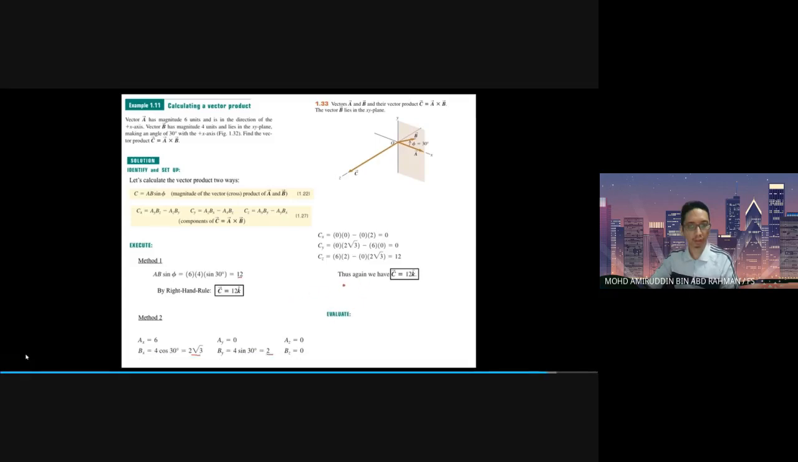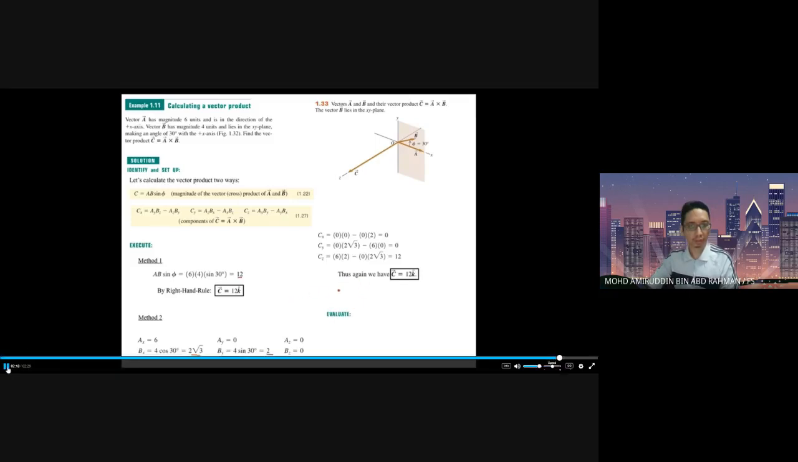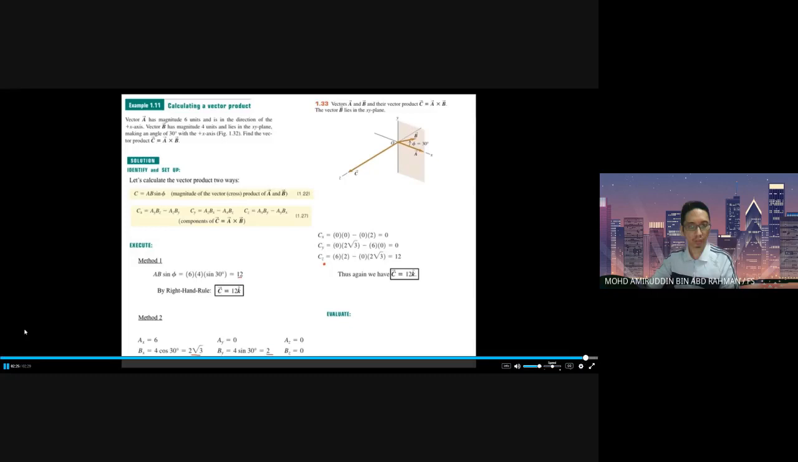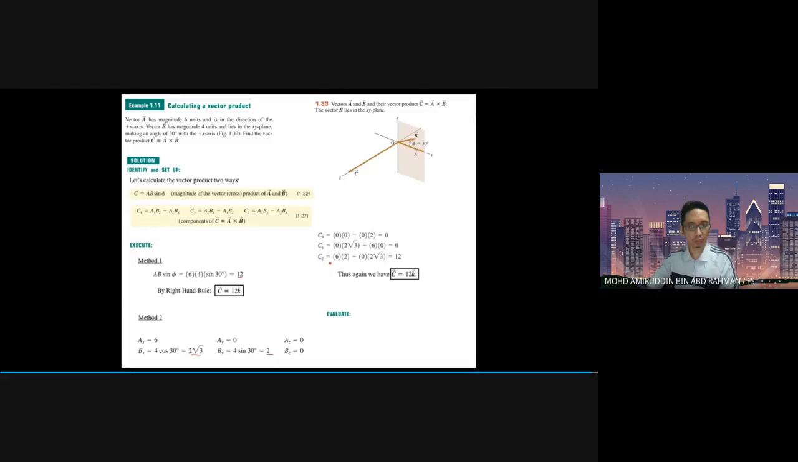Which method you use depends upon the details of the problem. The advantage of method 2 is that you get the components directly without having to utilize the right-hand rule. And this ends example 1.12.